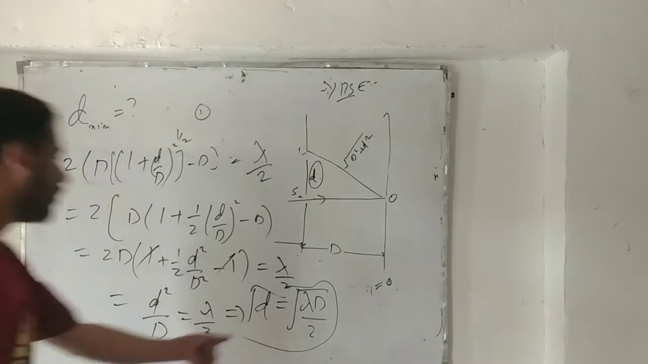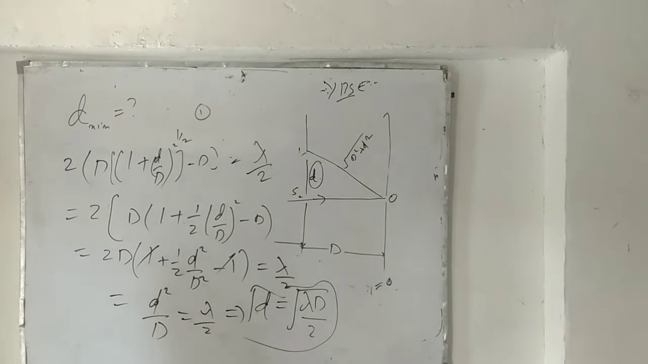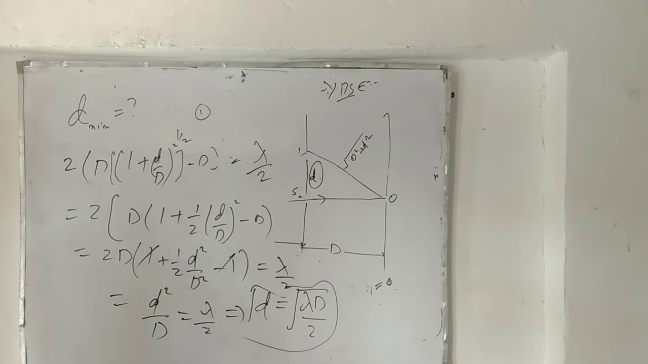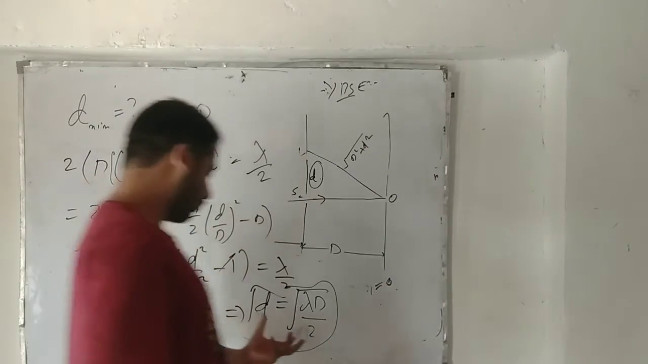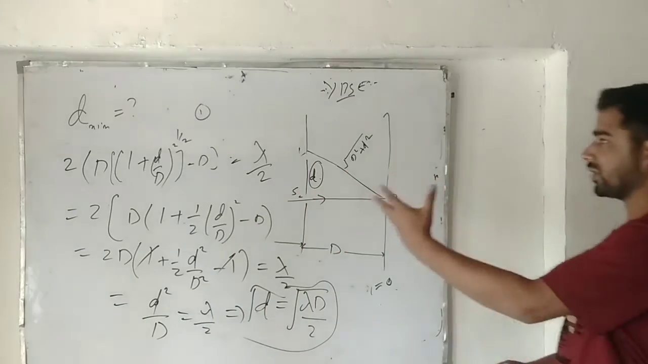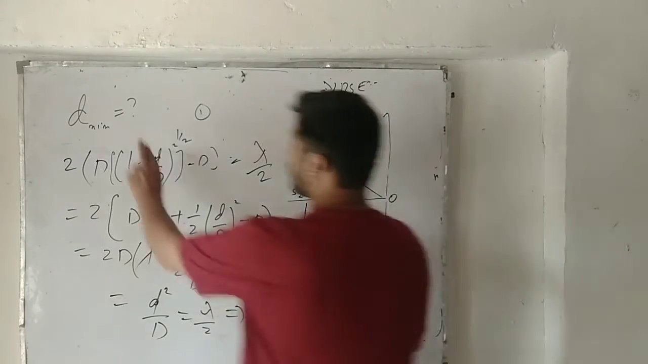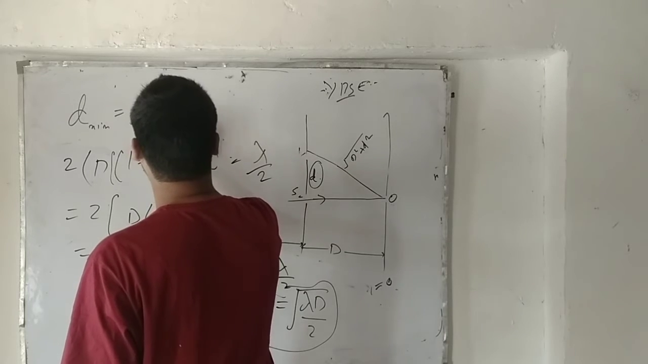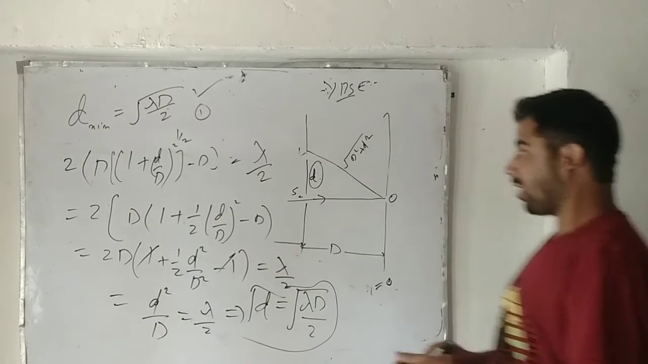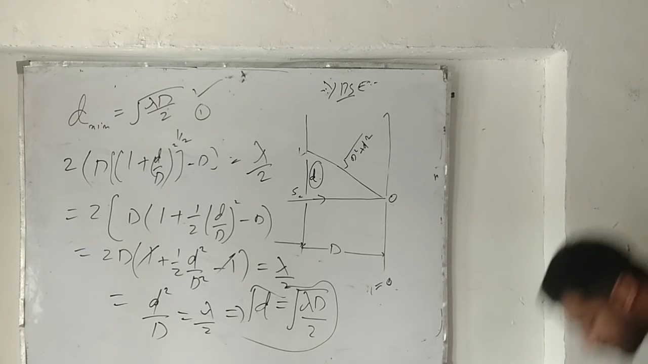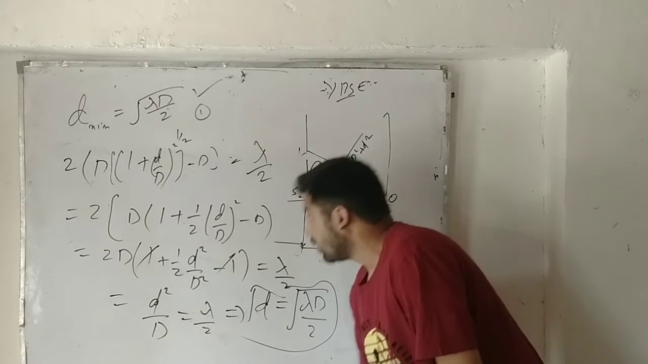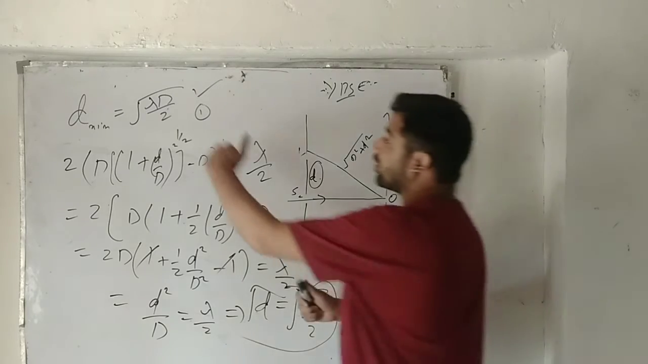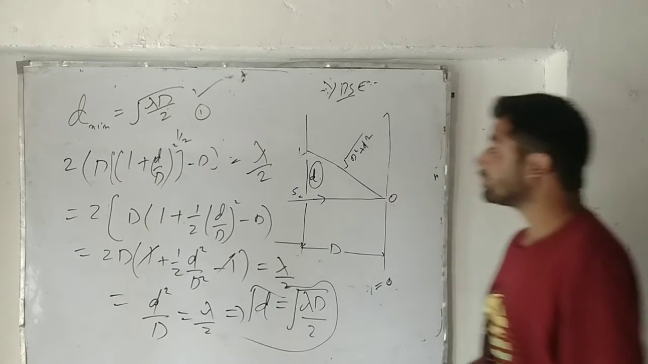This is indeed the minimum value of d for which the dark fringe appears at the point O on the screen. This was the demand from the question indeed. So this minimum value of d will be root of lambda D upon 2. So my problem ends here. This was a very important issue from the problem, and we got this condition right now.